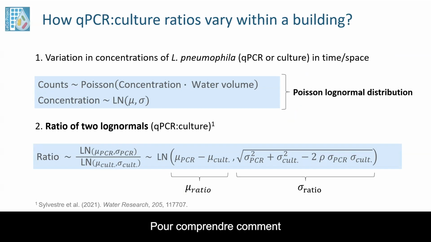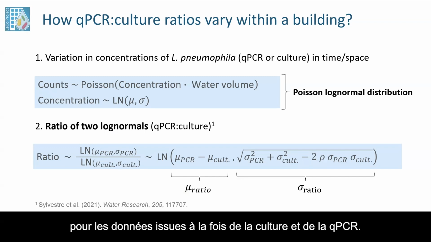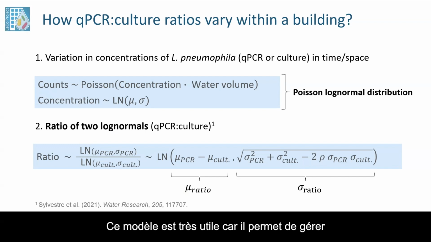To capture how Legionella pneumophila concentrations vary over time and space within a building, we used Poisson log normal models for both cultivation and qPCR data. This model is very useful as it can handle Legionella counts that are below detection limits, as well as the high variability in Legionella concentration that is often observed in water systems.